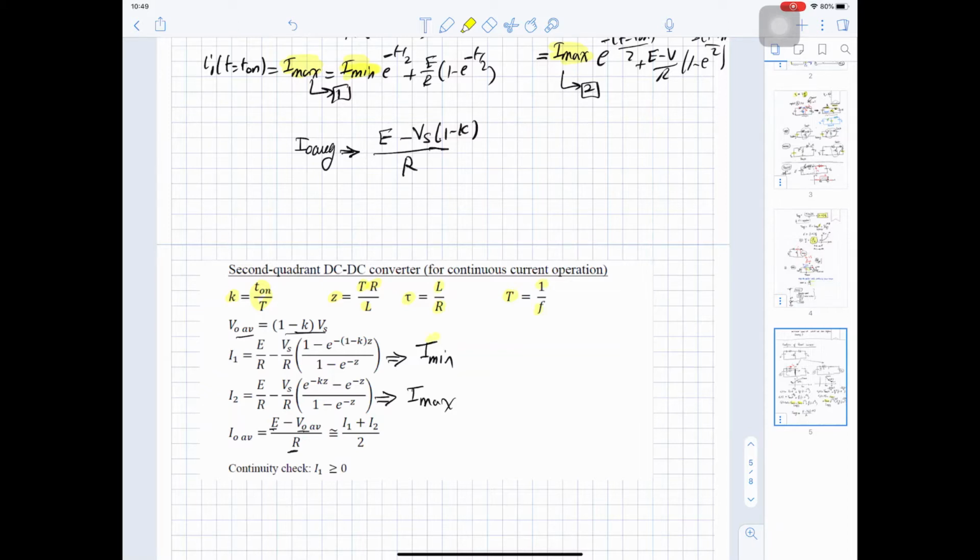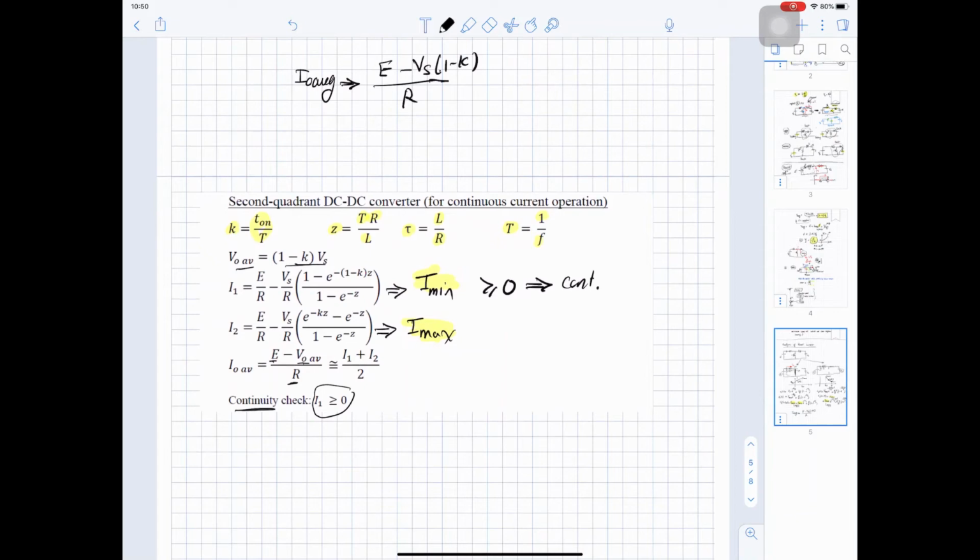So this is the equation for I minimum, and this is the equation for I maximum. So I minimum greater than or equal 0, this is the condition for being continuous. So this is a continuity check. So the continuity check is that the minimum is greater than or equal 0. You may find different equations in the textbook, so please be cautious in this part.